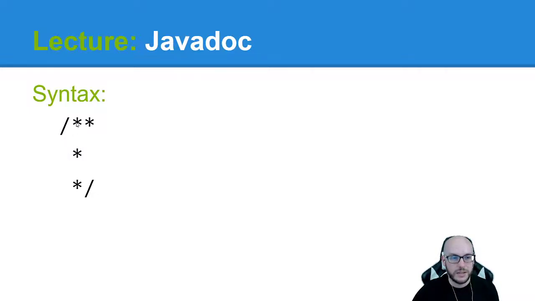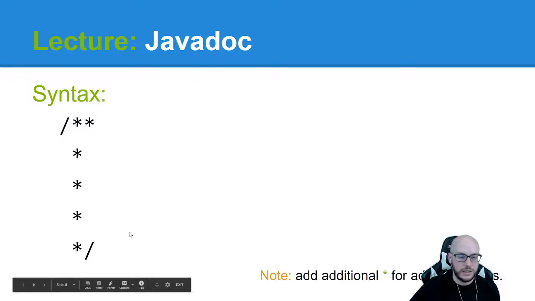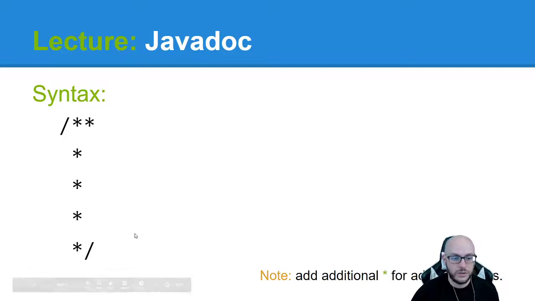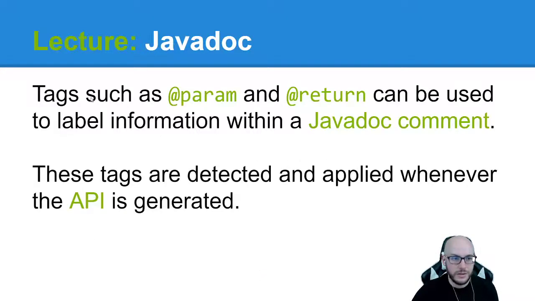We have a /**, and then I have effectively any number of asterisks, as this slide kind of shows. We can add more if we need them. And then we have an asterisk and another / to close it out. Now this looks an awful lot like a multi-line comment. It's different, right? This extra asterisk here makes a big difference.